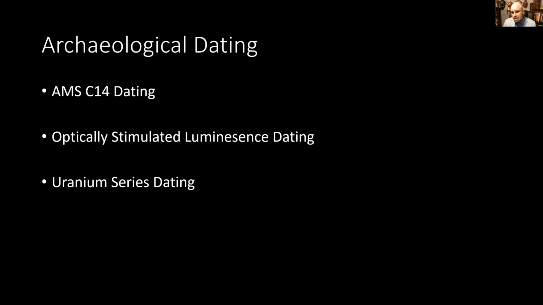In order to study these extinctions, an important archaeological tool that we use are different forms of dating. There are multiple ways that we can date. These typically rely on geological phenomena. So one type of dating is AMS carbon dating. It has strengths and weaknesses.